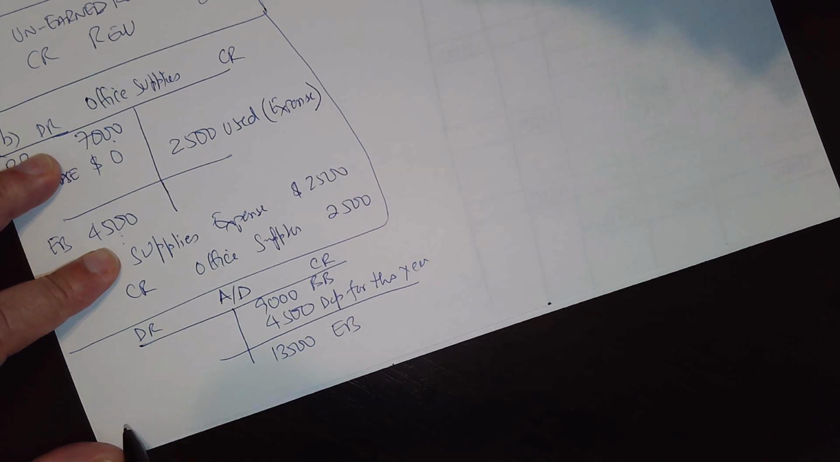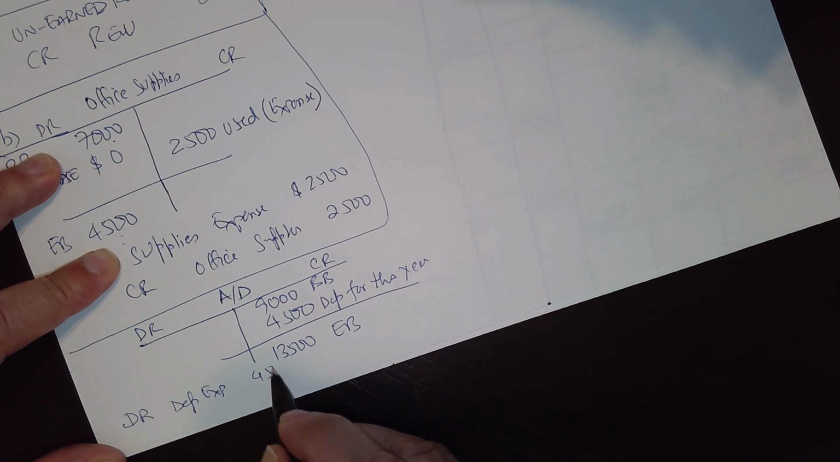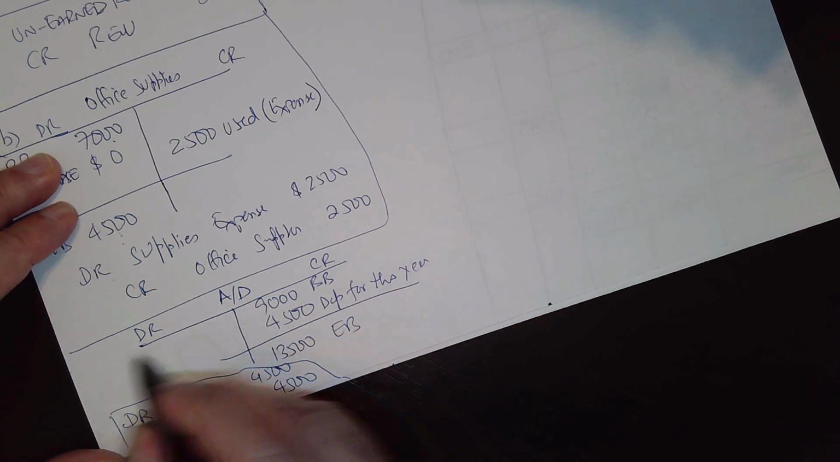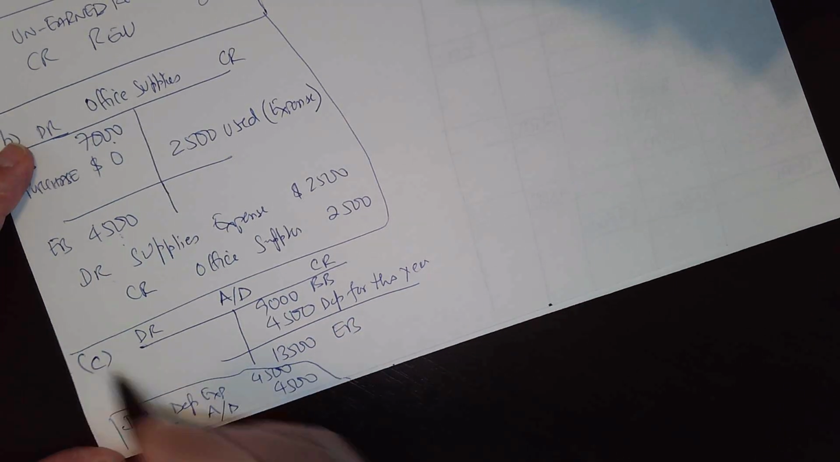And if you want to know how to make the journal entry: debit depreciation expense for 4,500 and credit accumulated depreciation for $4,500. That will be a journal entry. This will be a T account for part C. Okay, and we have already put this information over here. So let's go to part D.